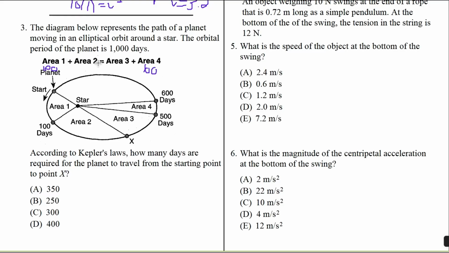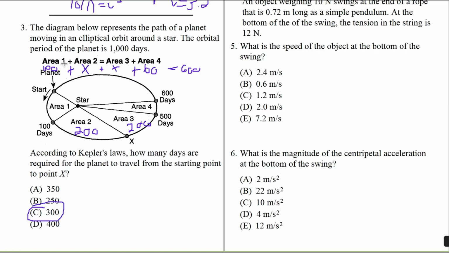Because 1 plus 2 equals 3 plus 4, then we know that 2 and 3 have to be equal to each other. So whatever the area of 2 is, it's the same as the area of 3. Now we know that the sum of all these numbers should be 600 days. So 100 plus x plus another 100 equals 600. That gets us that each one of these is going to be 200 days. With that all being said, going from area 1 to area 2 would take a total of 300 days.